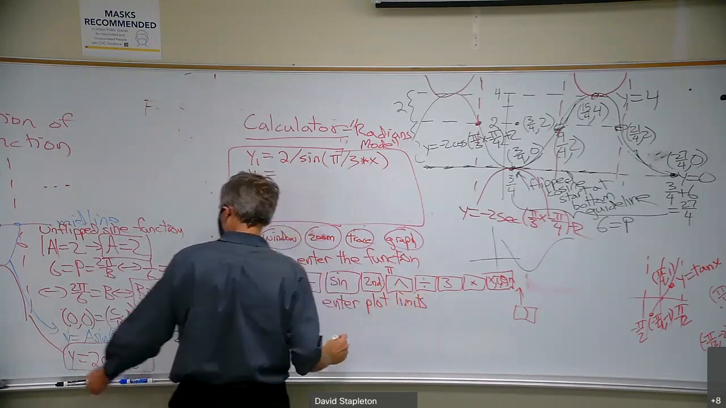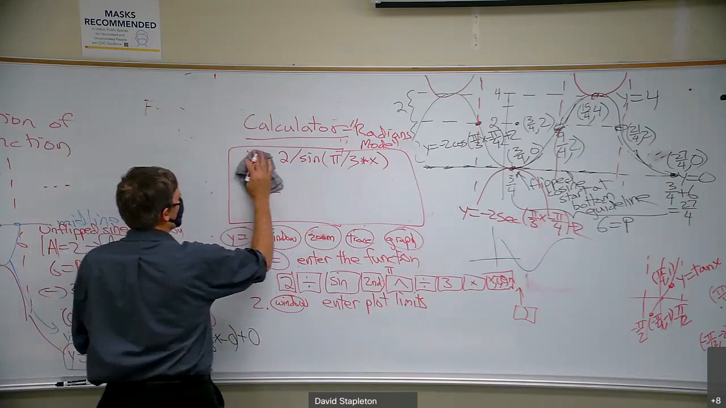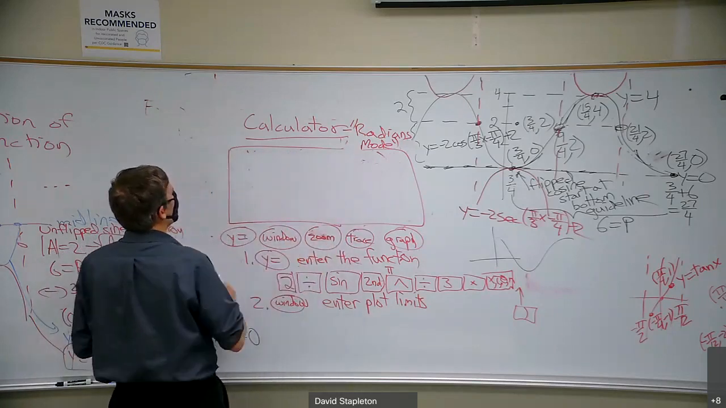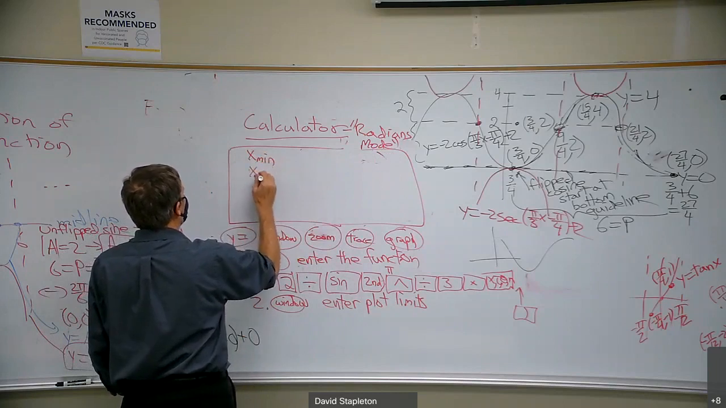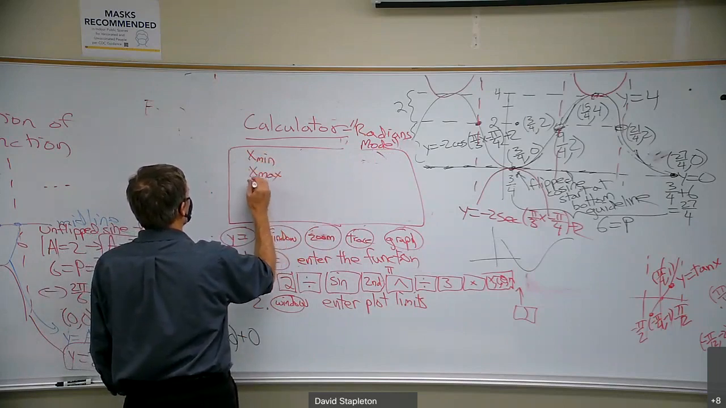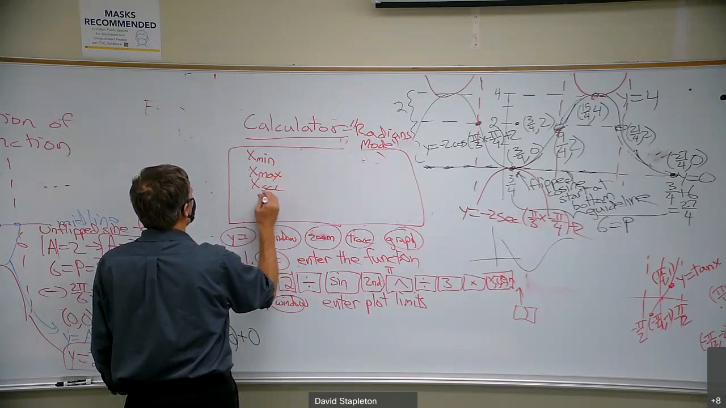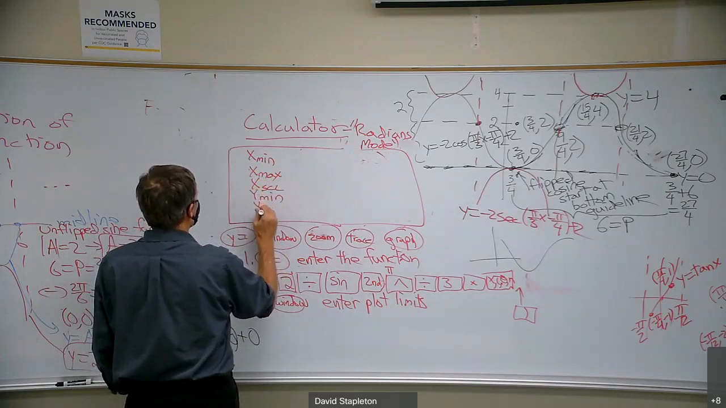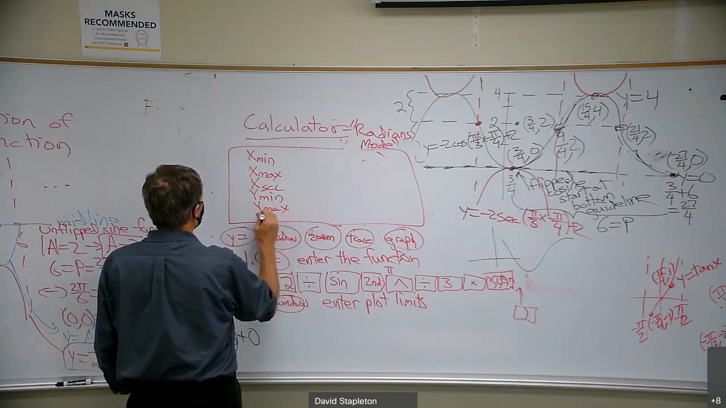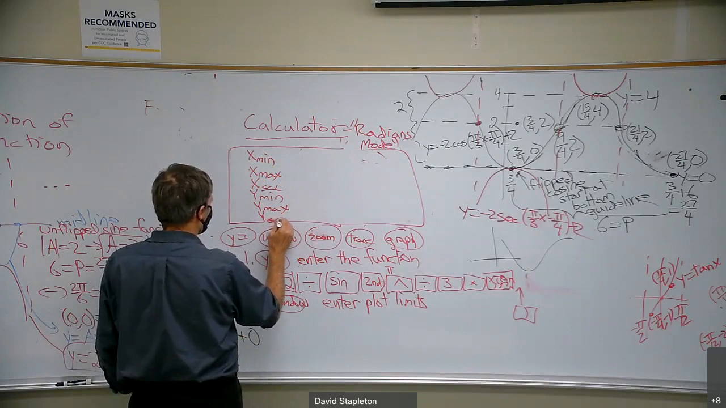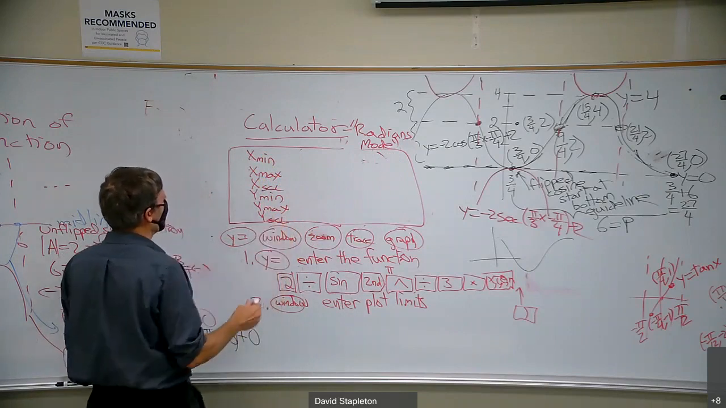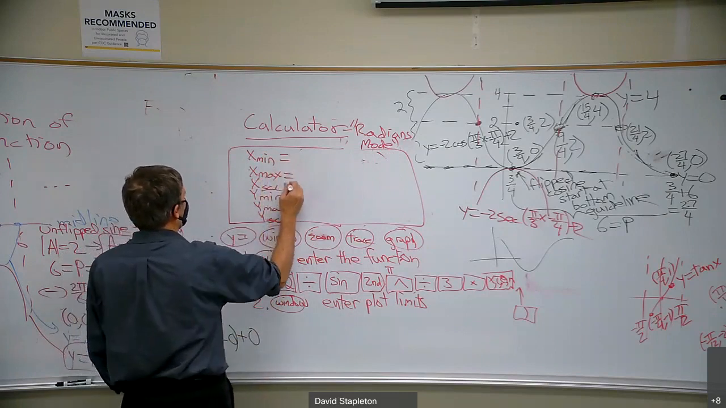What happens when you press the window button is this screen changes. And it says X min, X max, X scale, Y min, Y max, Y scale, and then there's another number below that you don't care about. It's X res. We don't need that. SCL for scale. Equals. On these, you have to enter all the numbers.